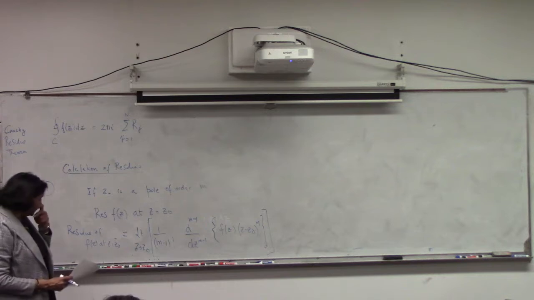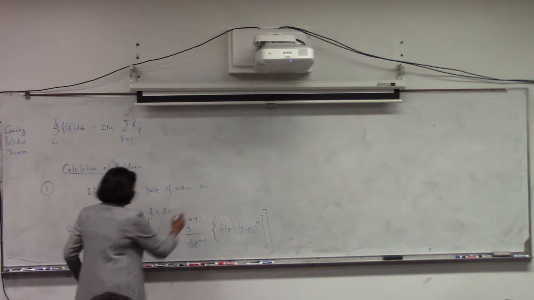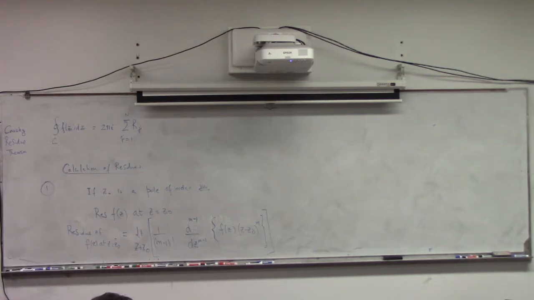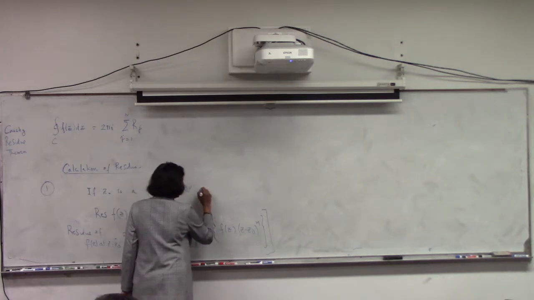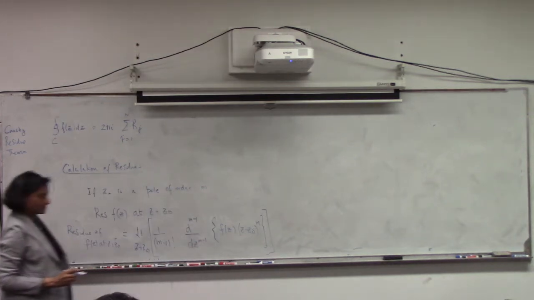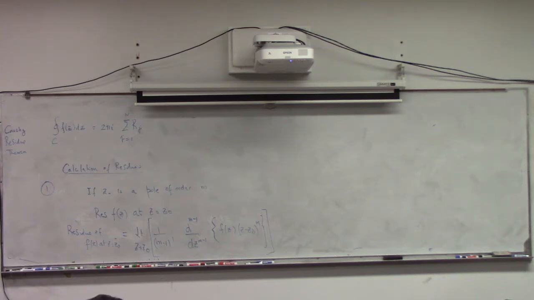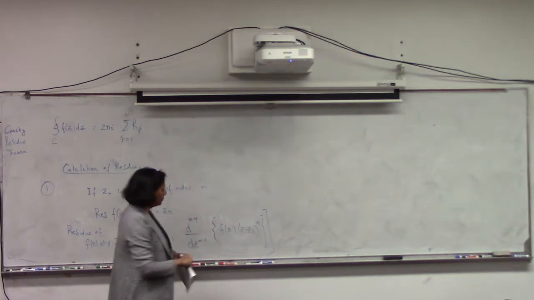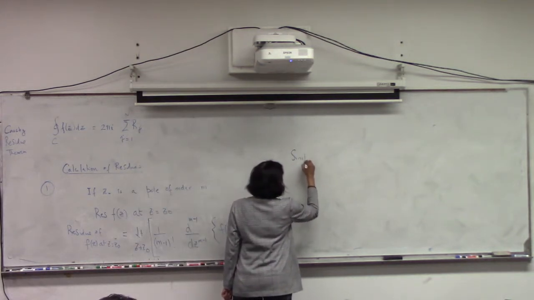Okay, this is a pole of order n, right? Supposing it's a simple pole, what happens to it? What do we mean by simple pole? What happens to this formula for a simple pole? The function is of the form 1 over z minus z naught, that's it, right? n is equal to 1. So if n equals 1, 0 factorial is 1, and the derivative is of order 0. So for a simple pole, the formula is very simple.